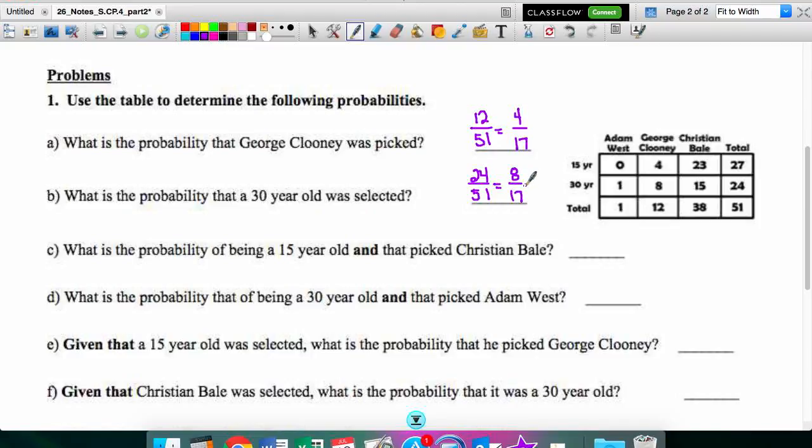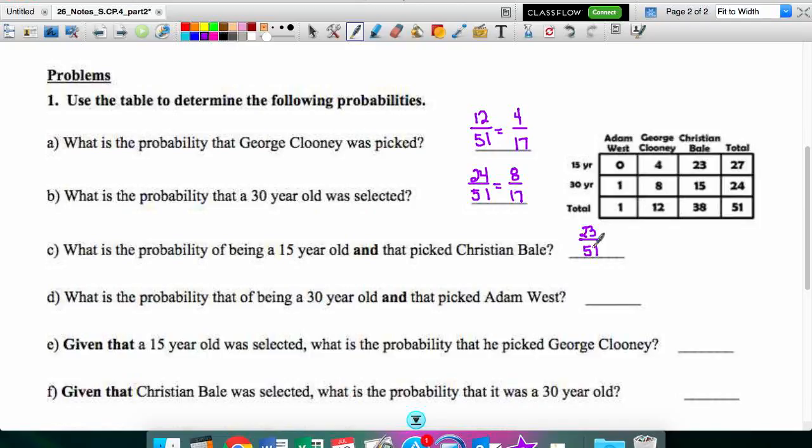Now, the next two problems are going to be our intersection probabilities. Part C, what is the probability of being a 15-year-old and that they picked Christian Bale? So since this is an intersection, I want the intersection data value. So where does 15-year-old meet Christian Bale? 23. So 23 is our joint value associated with this intersection out of the total 51. And this is going to give our probability, 23 out of 51.